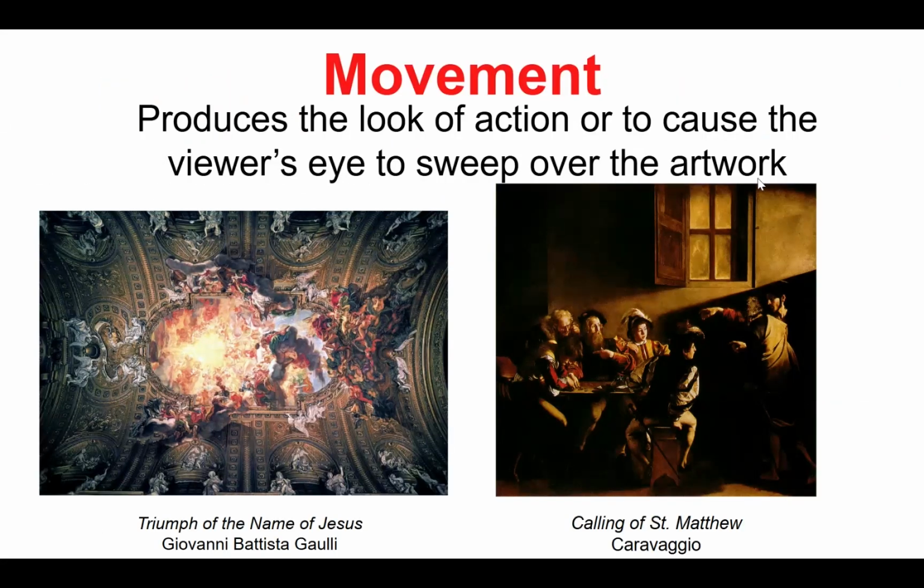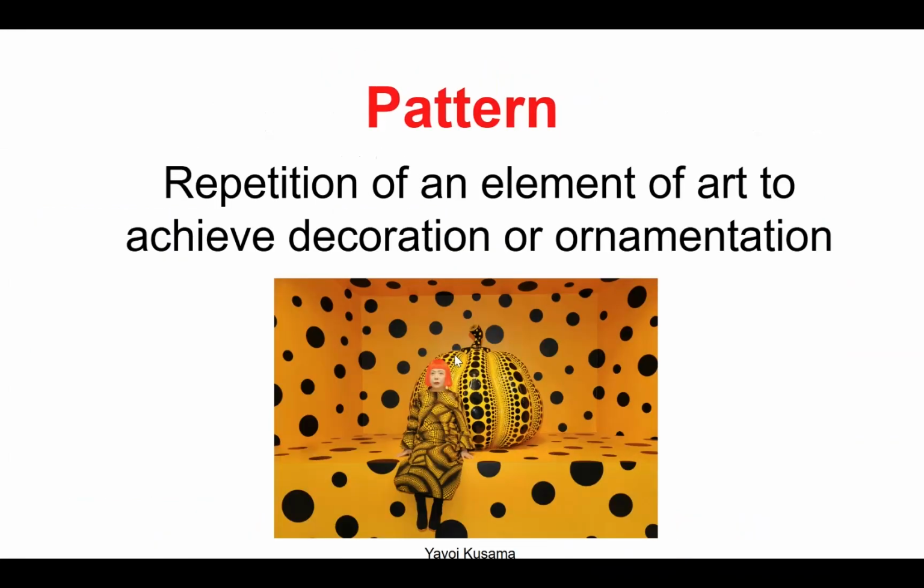Okay, so movement produces the look of action or causes the viewer's eye to sweep over the artwork. So our eyes kind of come into this spiral shape, drawing our attention to different areas. In The Triumph of the Name of Jesus, this is a ceiling painting. Okay, all of this is a painting. Okay. The Calling of St. Matthew, where Caravaggio manipulates light and uses it to draw our eyes to certain figures and lines, these different elements of art.